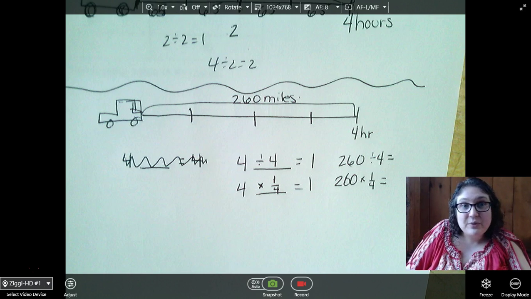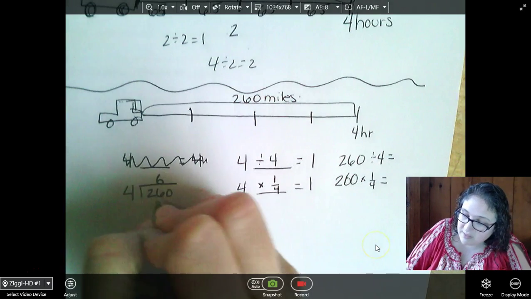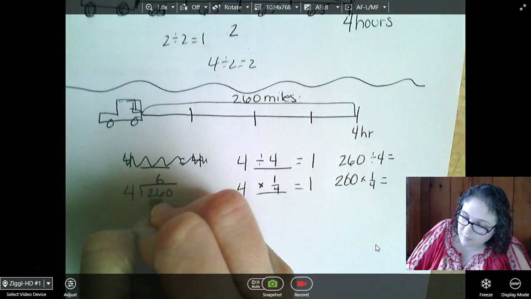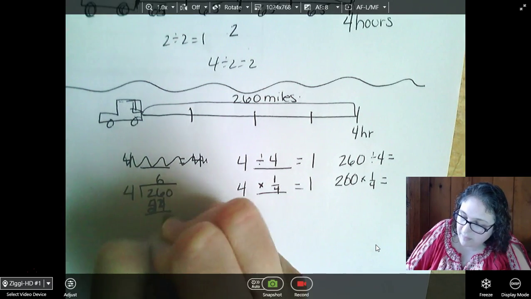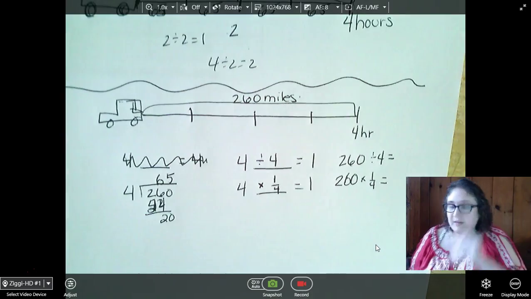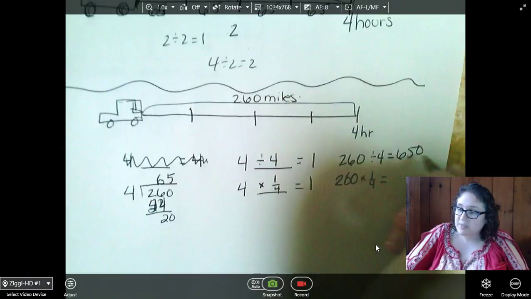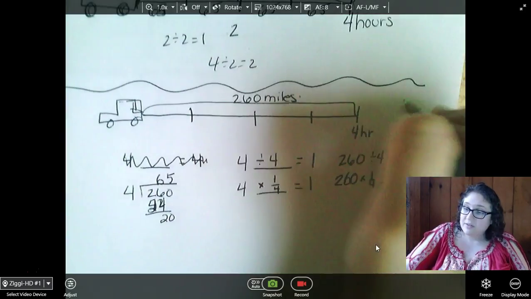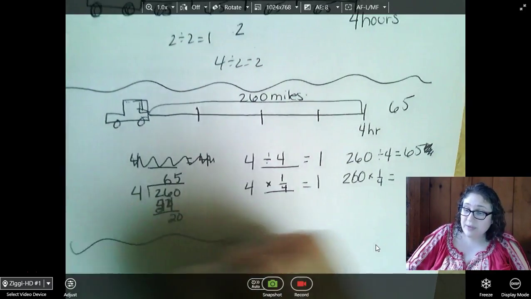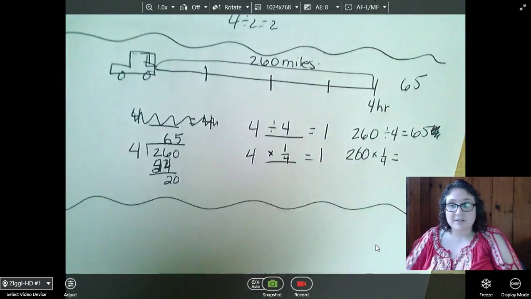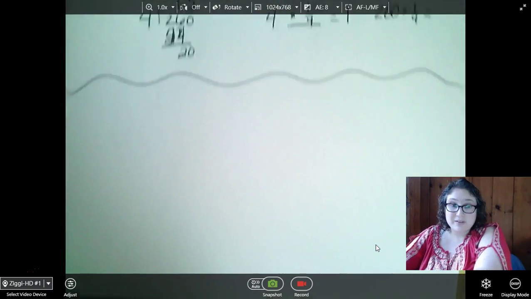4 can't go into 2. 4 goes into 26 6 times. 6 times 4 is 24. Subtract. And there's my 65. So, ooh, 650. I don't know what I was thinking there. So there's our 65. So those are 2 ways to use modeling to help us get our answer. Let me show you the last way to do this.